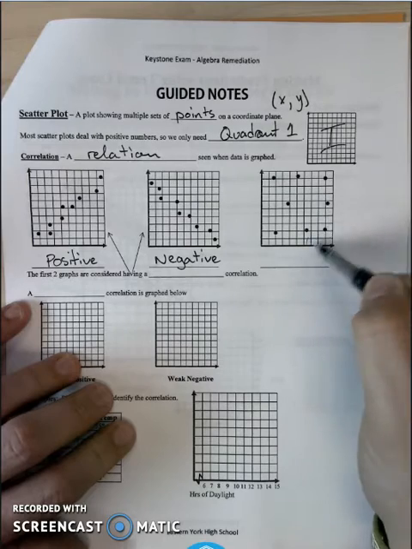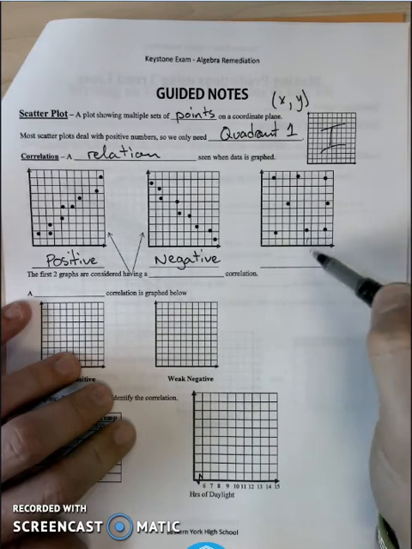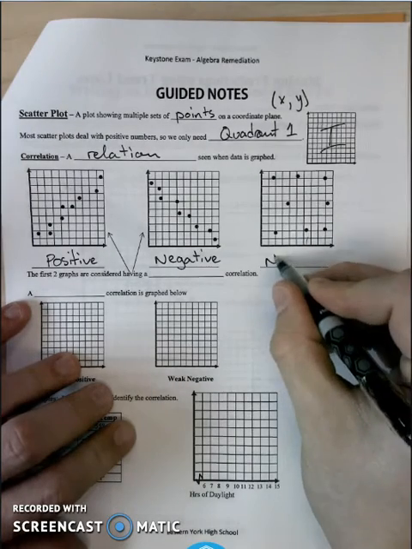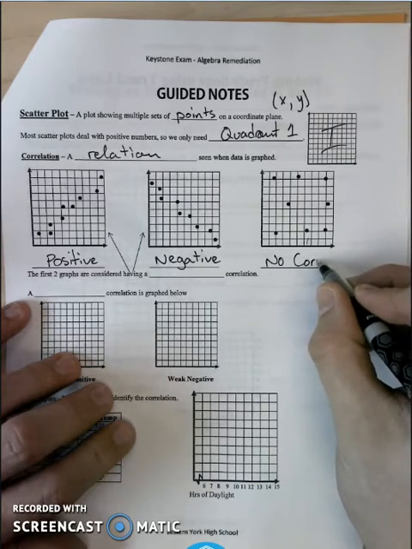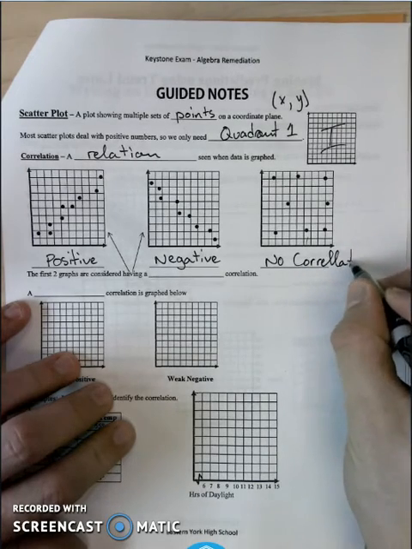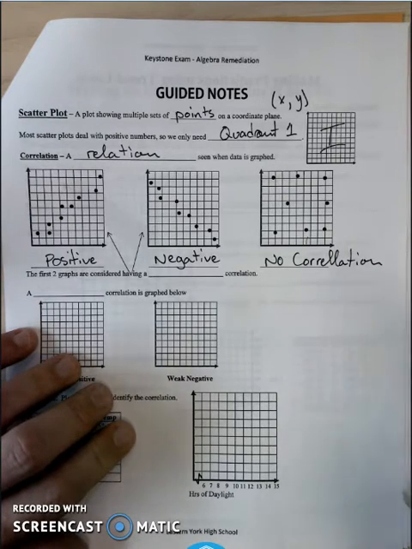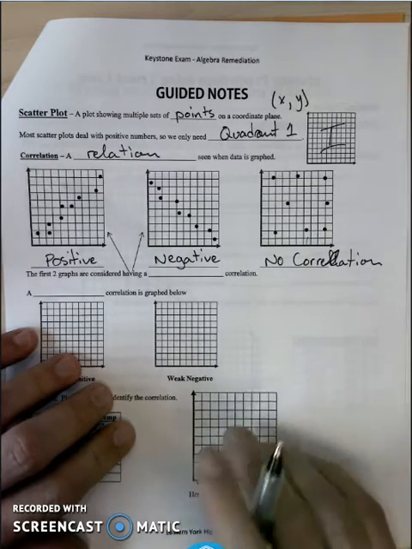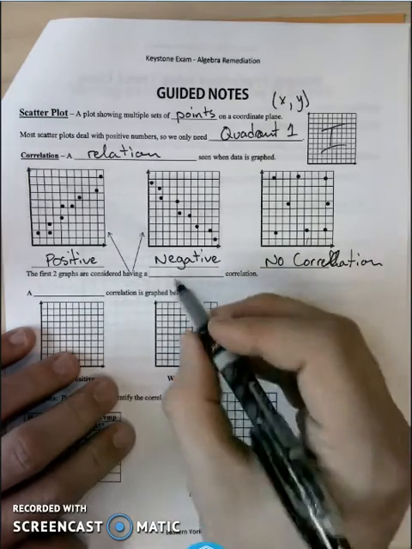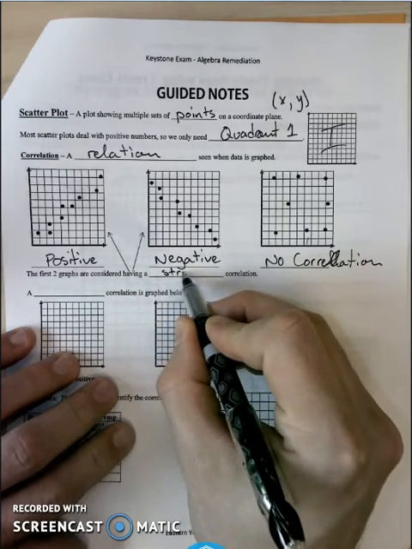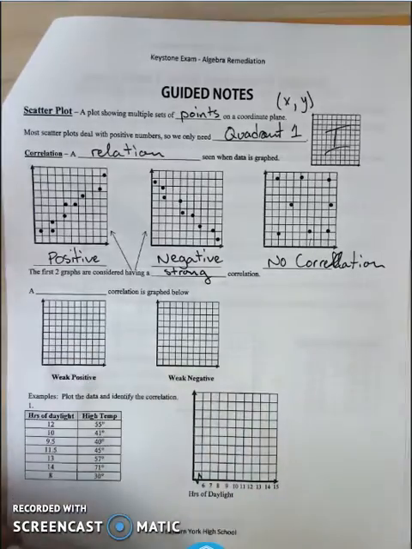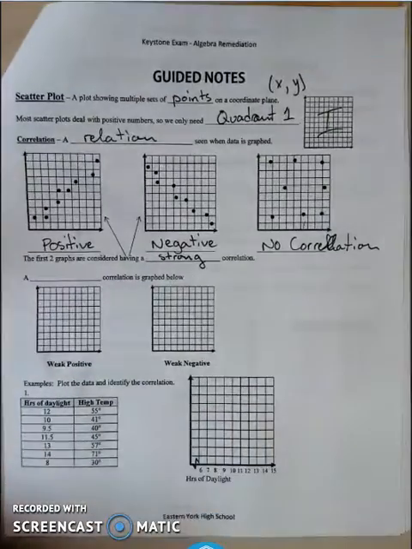And then when points are scattered and there's no rhyme or reason to how they're plotted on the graph, we're going to go with no correlation. Okay, so no correlation in that case. There was an extra L there, so I apologize. So the first two graphs are considered to have a strong correlation.